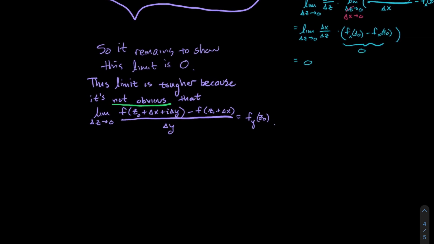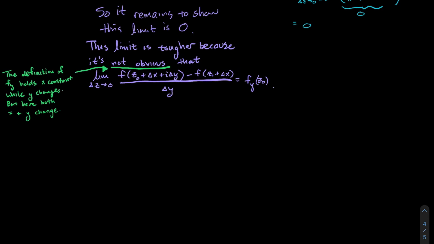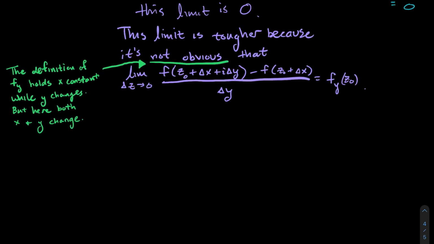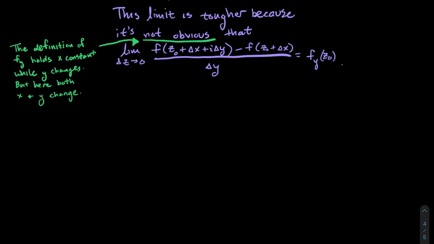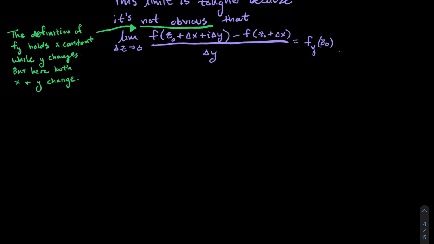And let me just say a little bit more about why it is not obvious. It's because the definition of the partial of f with respect to y holds x constant while y changes. But notice here, delta x is in there. That says x is changing too. So I can't just swap out this for a delta y. I've got to consider what's going on with delta x as well. So again, that's why we have to do some work in order to justify this statement here. But it is going to be true. Otherwise, we'd stop the video earlier.